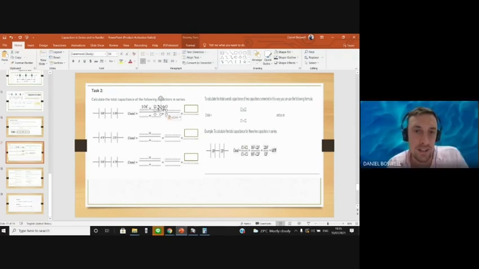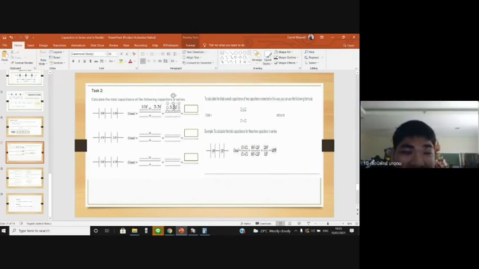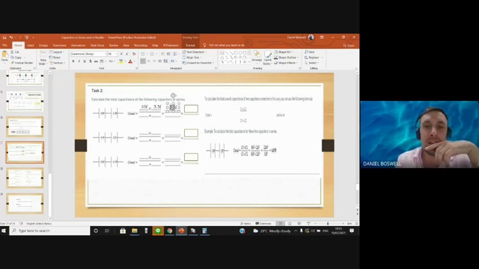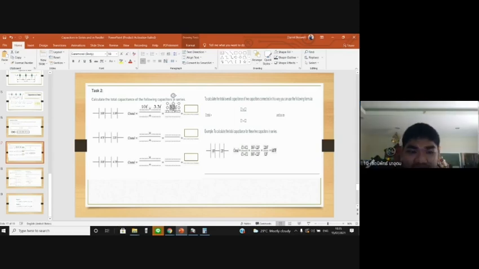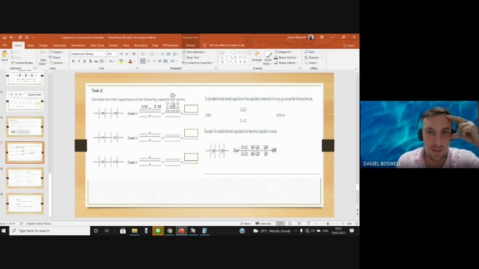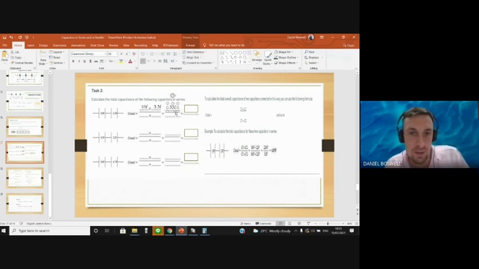Who's got a calculator? Let's divide. Now, let's get the answer for this one first. This one is going to be 33, yeah? Good. Nice and easy. Now we're going to go for the bottom one.